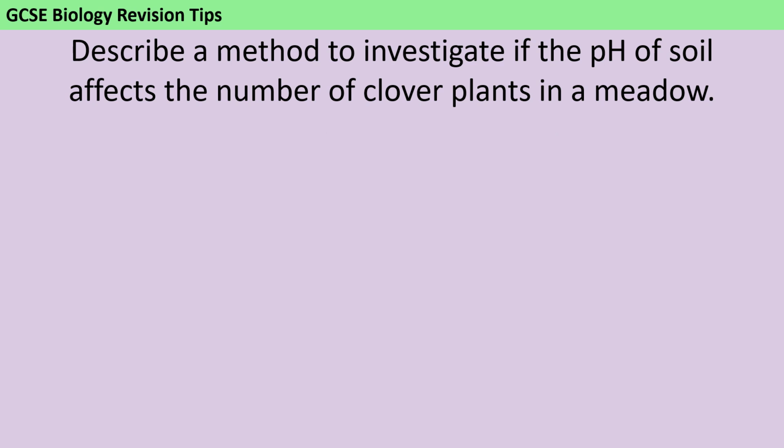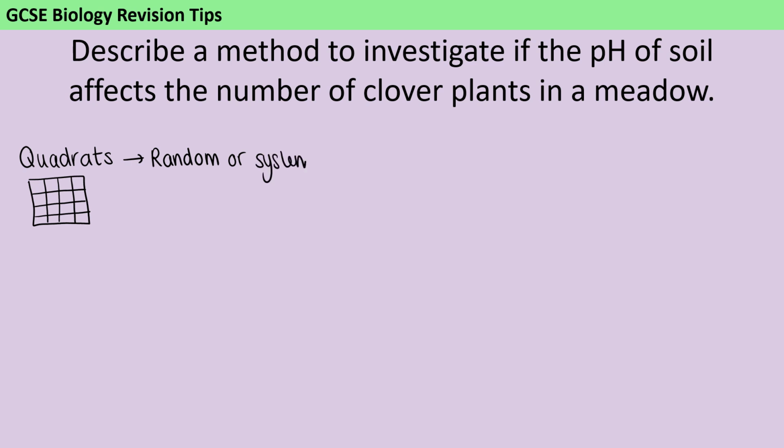Before we actually start writing our blow-by-blow method for how we're going to do this investigation, it's worth thinking about which equipment we're going to use and how we're going to use it. So to assess the number of clover plants, we're going to use a quadrat. And remember, this is one of these square grids, or it could be rectangular, and sometimes it's got intermediate divisions, although not always. It could just be a square outline. And we can use that quadrat either randomly or systematically.